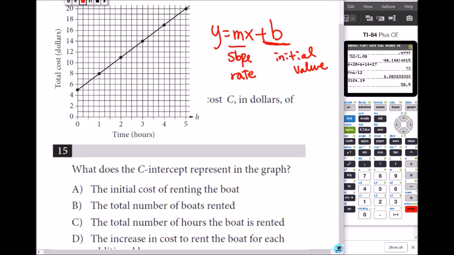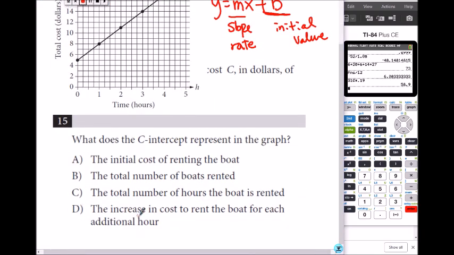It must be that the increase is the rate, not the total number. It's the initial cost of renting the boat. Even if you don't read the whole thing, here's the number of hours and total cost. The $5 represents the initial cost to rent the boat.